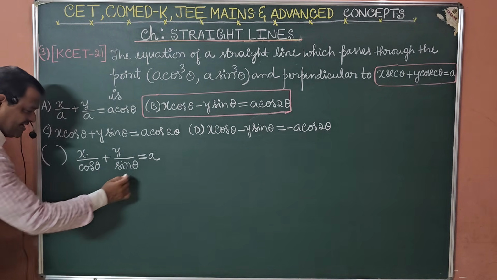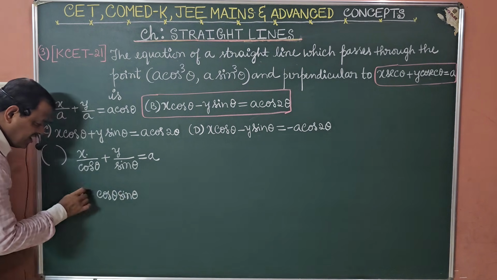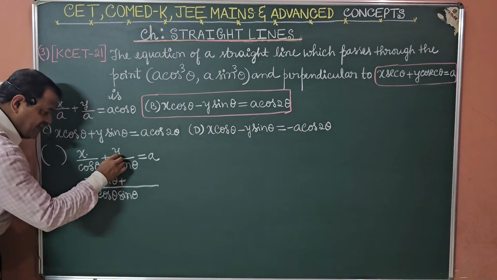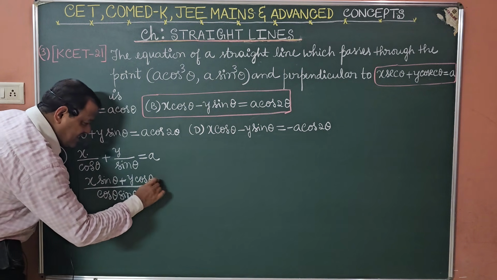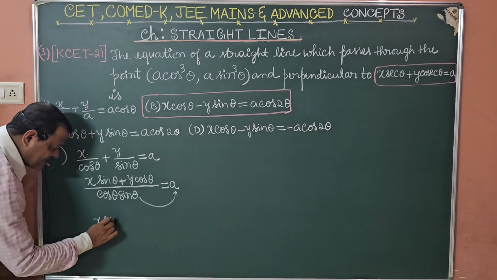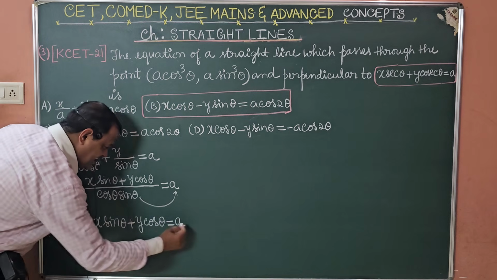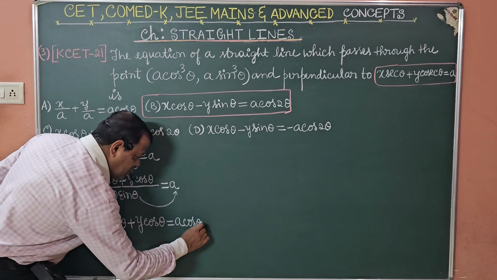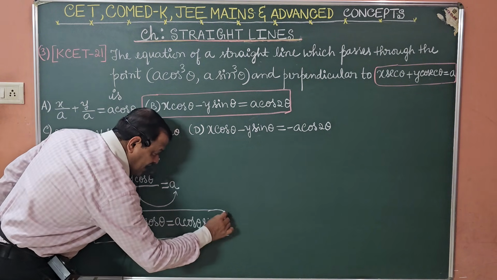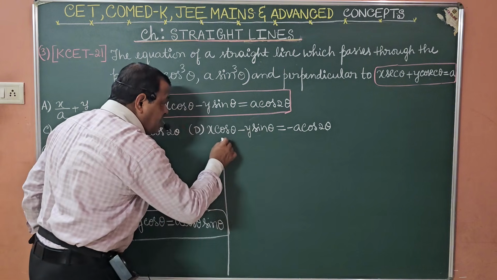Now, I will take cos theta, sin theta, LCM. Numerator is x into sin theta plus y into cos theta. This is equal to A. Or this I will cross multiply. Therefore, the given line becomes x sin theta plus y cos theta is equal to A into cos theta into sin theta. So this is the given line, not the required line. But you know the required line is perpendicular to this. So remaining part I will continue over here.